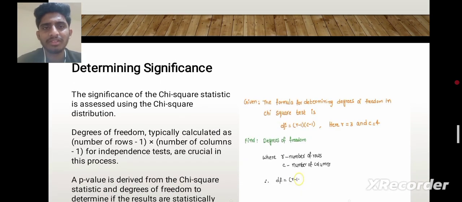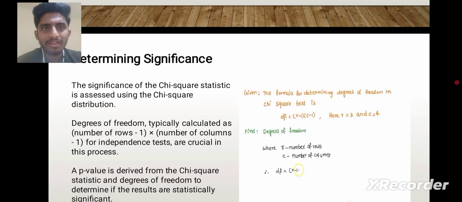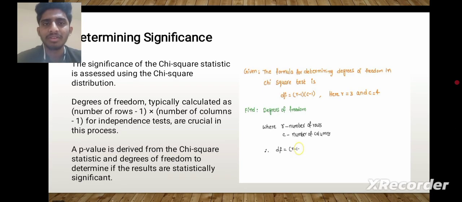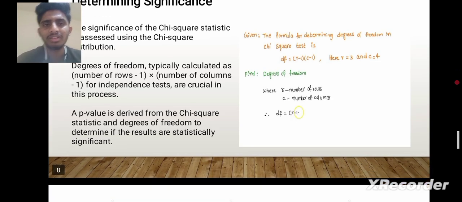Determining significance. The significance of the chi-square statistic is assessed using the chi-square distribution. Degrees of freedom, typically calculated as number of rows minus 1 times number of columns minus 1 for the independence test, are crucial in this process.